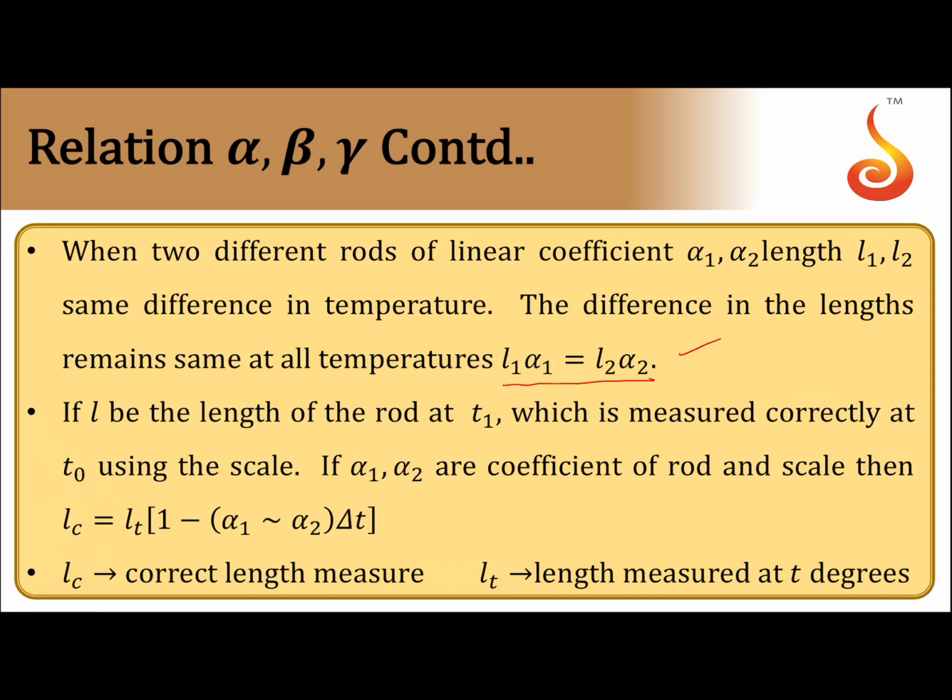If L be the length of the rod at T1, which is measured correctly at T0 using the scale, if alpha 1, alpha 2 are temperature coefficients of rod and scale, then LC is equal to LT into (1 minus (alpha 1 minus alpha 2) into delta T). So when you heat or when you change the temperature, the scale also expands, the rod also expands. So here in this relation, LC is correct length of the rod, LT is measured length of the rod, and T is temperature in degree Celsius.